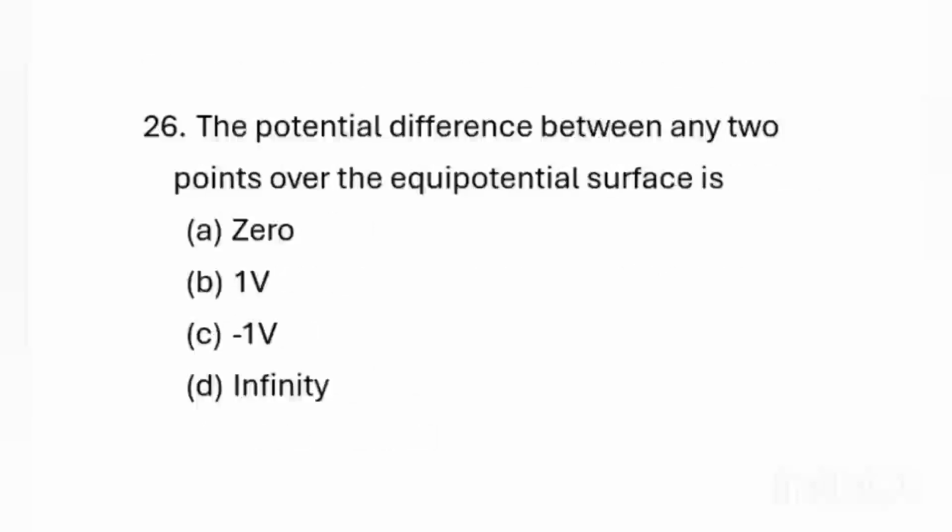Question number 26. The potential difference between any 2 points over the equipotential surface is option A, 0. Option B, 1 volt. Option C, minus 1 volt. Option D, infinity. Here the correct answer is option A, 0.